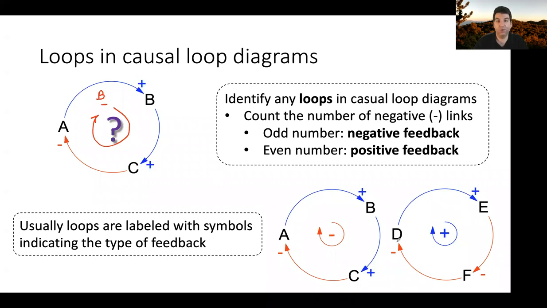Now, if there were two negatives or no negatives or four negatives, if there's an even number of negatives, then it's a positive feedback loop, otherwise known as a reinforcing feedback loop. So that would be another way that you could label that. Okay. So are there questions about this idea of counting the number of links around a loop?